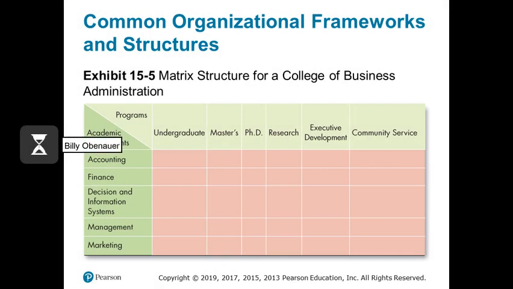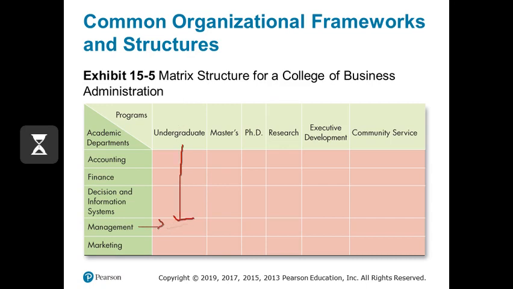Now, this chart shows you an example of a matrix structure, and it's put out here for a college of business. If I was to look at where I might fit into this matrix structure, I teach in a management department, so I would be in this row over here. And then I also teach undergraduate courses, so I'd be in the first column, and you'd find me right in this box. What that means is that I would, on one side of things, report to the chairperson of the management department, and on the other side, I would also report to the dean of undergraduate education.